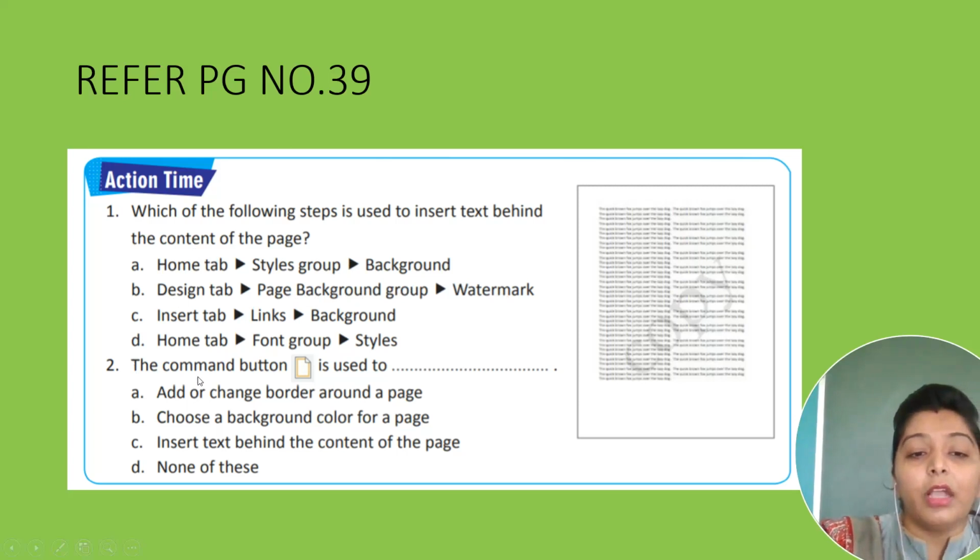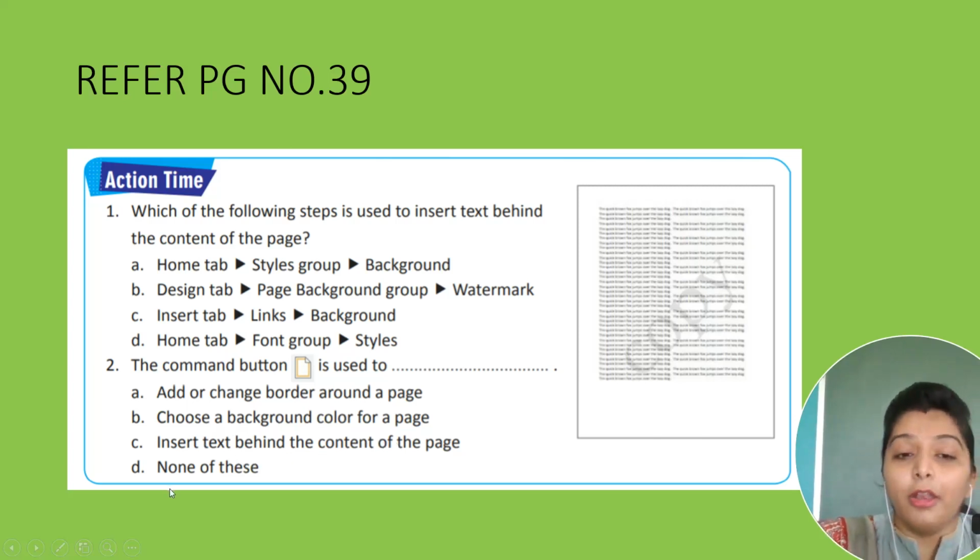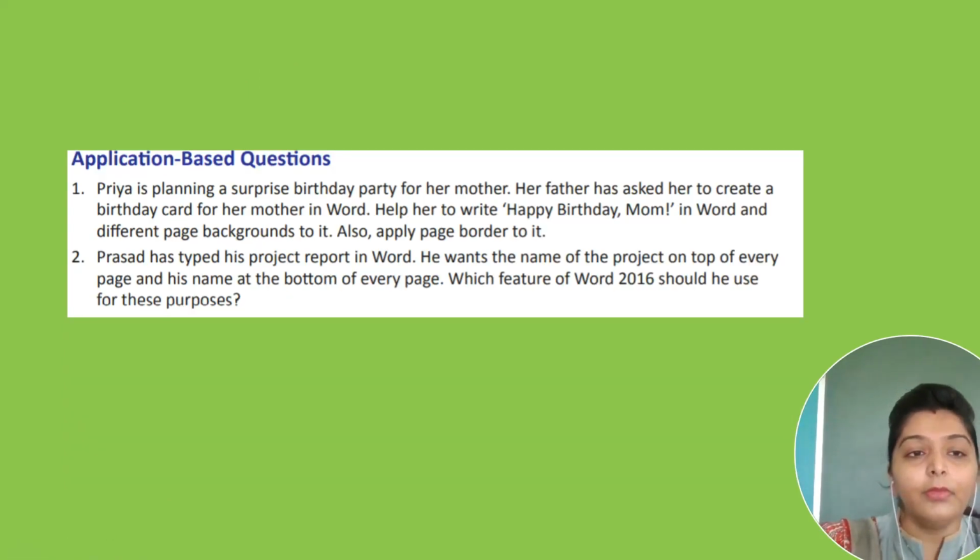The command button, this one, is used to dash. Now you have to watch the video, see the practical session, and then answer. The options are: add or change border around the page, choose a background color for a page, insert text behind the content of a page, or none of these. You have to think, watch the video, and then do it. Application based question, children.